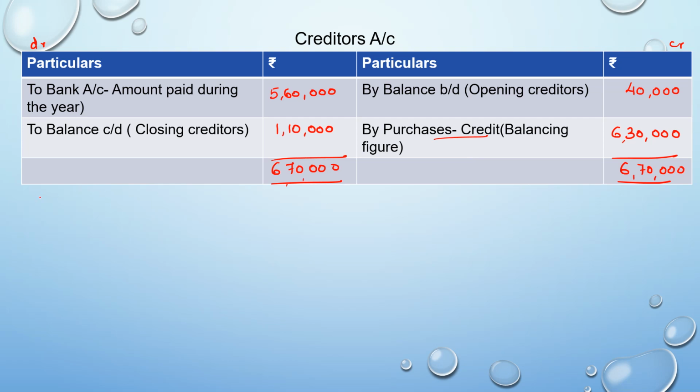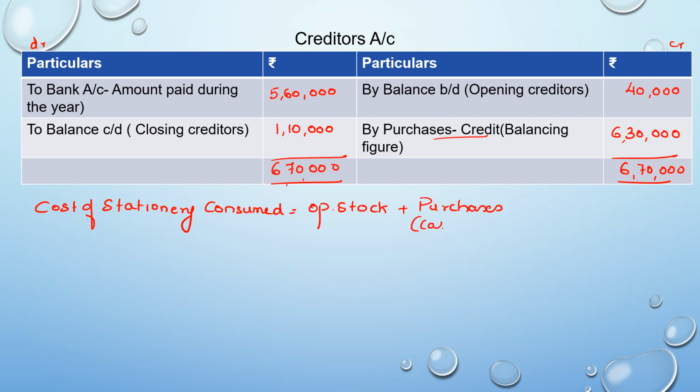And now we use the formula. So what is the formula for material consumed? Cost of stationery consumed. The formula is we take the opening stock of stationery. To that we add the purchases. The purchases here would include the cash plus credit purchase and we deduct the closing stock of stationery.